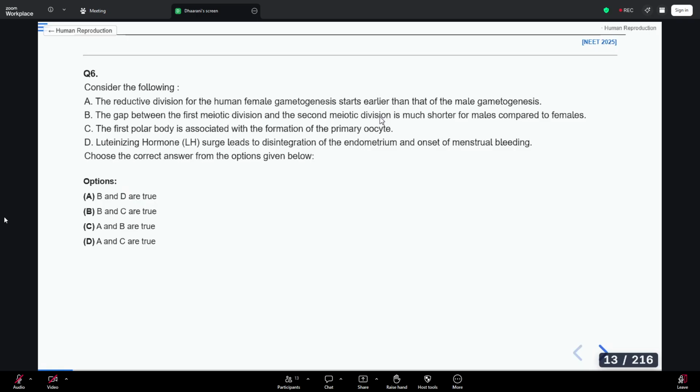In humans, female oogenesis begins during embryonic development, whereas in males it begins after puberty. So that's why you have selected option B. And what about C? It is about the first polar body associated with the formation of the primary oocyte. Saksham has given reasons for his answers. Very good.